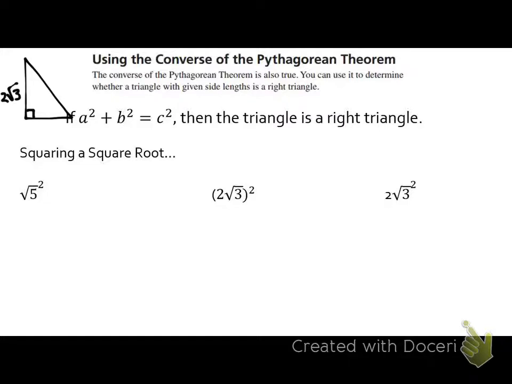you need to know how to actually plug it in, because there's a correct way and then there's a wrong way. Okay? So, square root of 5 squared.